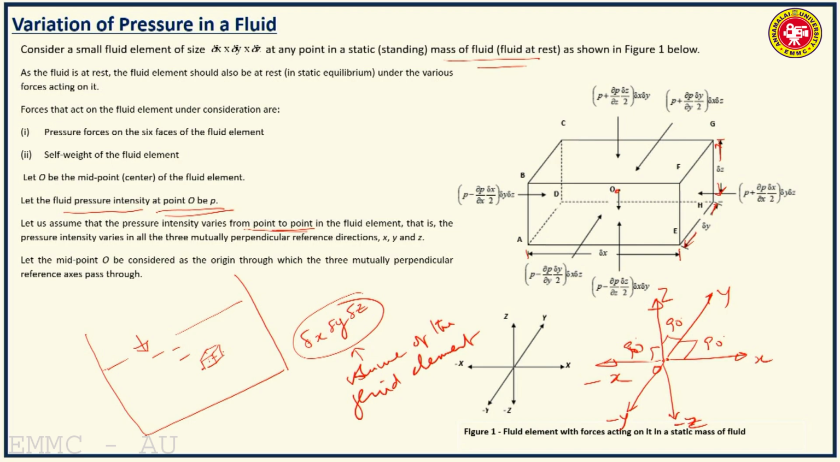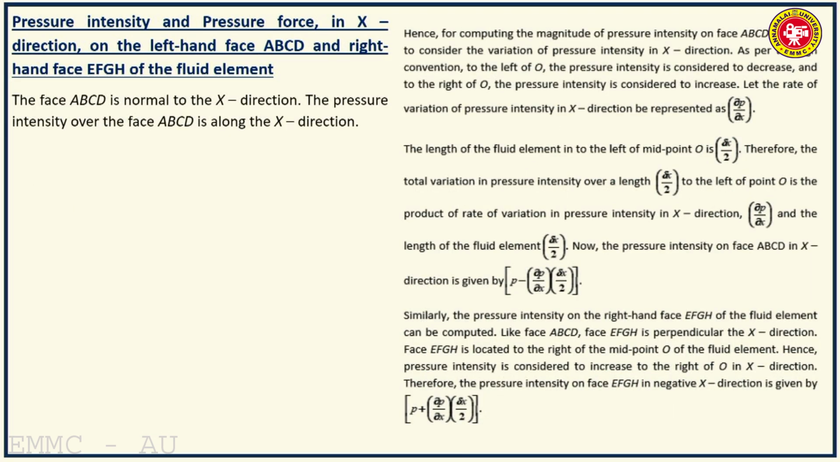The midpoint is considered as the origin of these 3 mutually perpendicular axes. That is very important. So, the origin is considered to pass through the midpoint O of the element. Okay. Now, let us determine the expression for the pressure intensity and the pressure force. So, how do you obtain pressure force? When you multiply the pressure intensity, which is Newton per meter square, by the surface area on which the pressure intensity is distributed, you will get the pressure force. So, we will determine an expression for the pressure intensity and pressure force in x direction, on the left hand face ABCD.